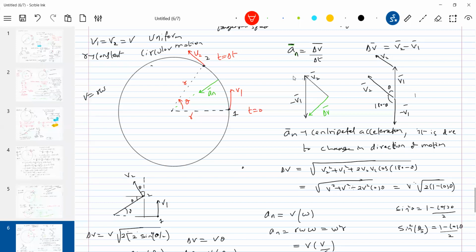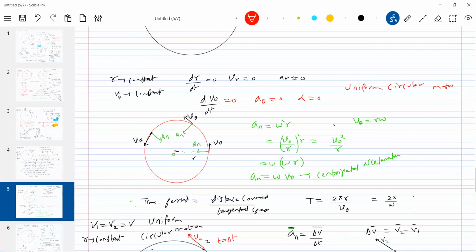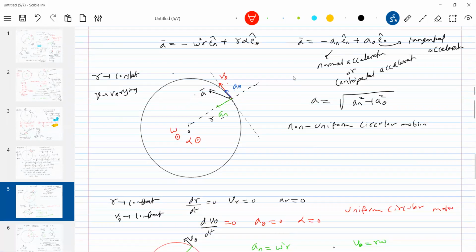Therefore, now shall we divide the problem into two parts: uniform and non-uniform circular motion. In uniform circular motion, the speed of the particle is constant, and the central acceleration is directed towards the center. In non-uniform circular motion, what will happen? There will be two accelerations: one, centripetal acceleration, the other, tangential acceleration. Tangential acceleration is due to change in speed. Centripetal acceleration is due to change in direction of motion. So once again, I'll bring back the non-uniform circular motion.